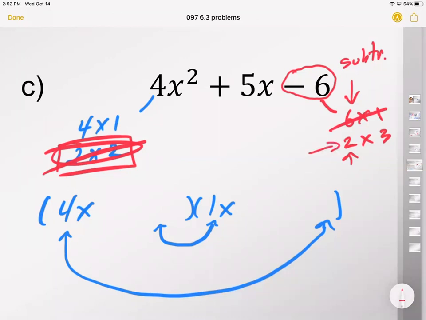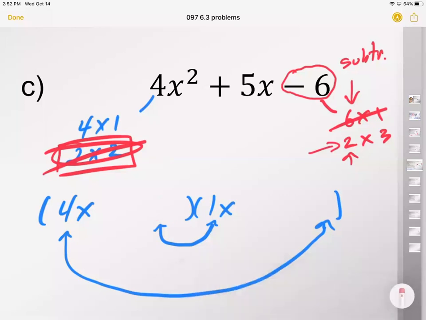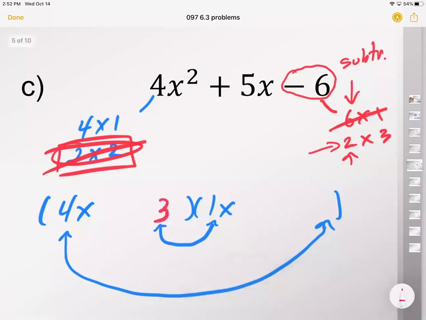Hopefully you guys see we cannot put the 2 here. Why can we not put the 2 there? Because 2 and 4 have a common divisor, ladies and gentlemen. So we cannot put the 2 there. We are forced down to the last combination, and the last combination we have is that the 3 has to be here and the 2 has to be there.